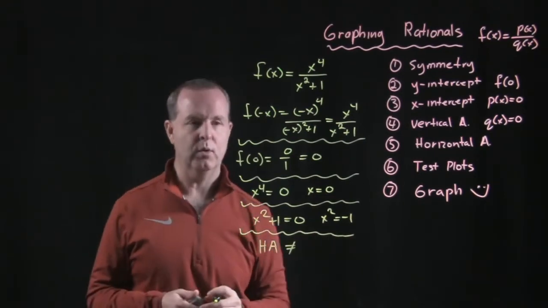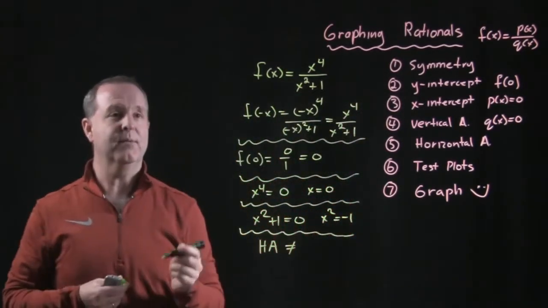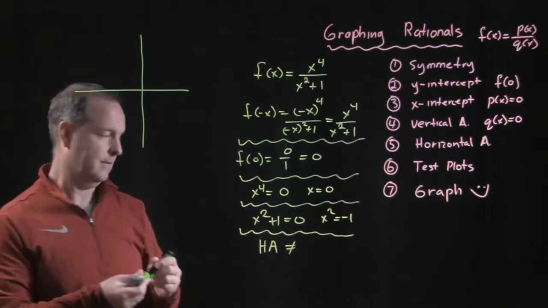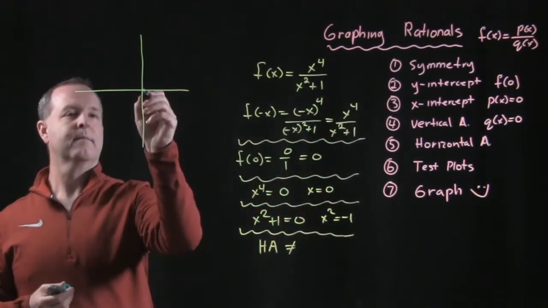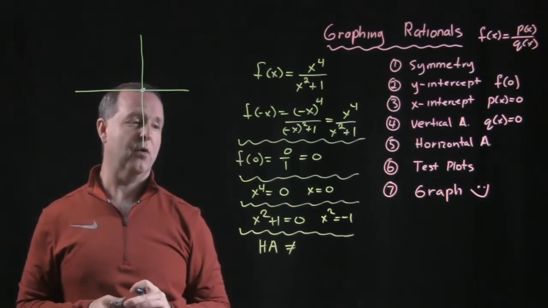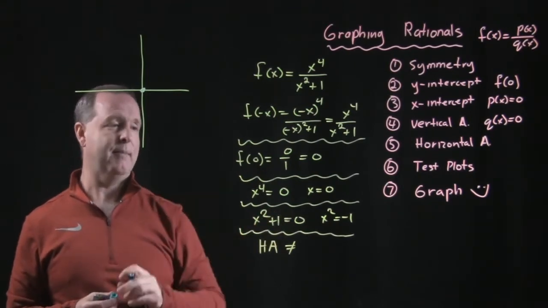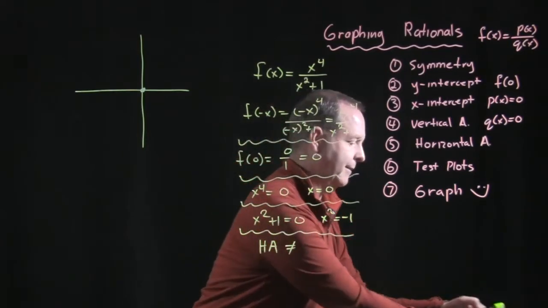So what do we have? Doesn't look like much was going on here. Let's draw our axis. Draw what we know. That's all we know. No vertical asymptotes, no horizontal asymptotes to help us determine what the graph looks like. I know it's symmetrical, so maybe the best thing to do is try a couple of points.